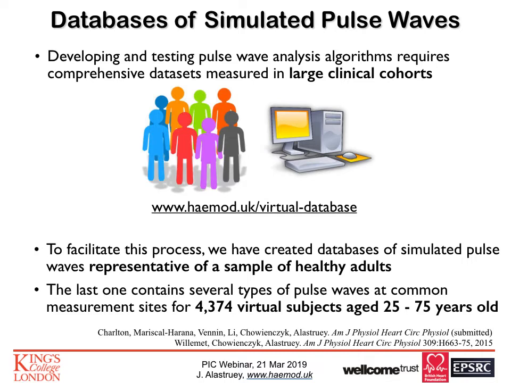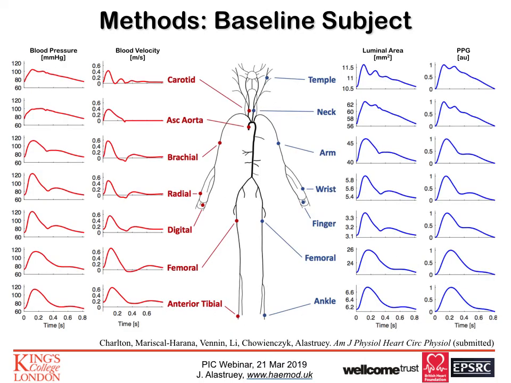So how were virtual subjects generated? Firstly, 1D modeling was used to simulate pulse wave signals at a range of measurement sites where pulse wave signals can be typically measured in real humans. The cardiovascular properties of this model were obtained from the clinical literature for a 25-year-old healthy subject. Going from left to right, we simulated the following signals: blood pressure, blood flow velocity, luminal areas, and PPG signals.